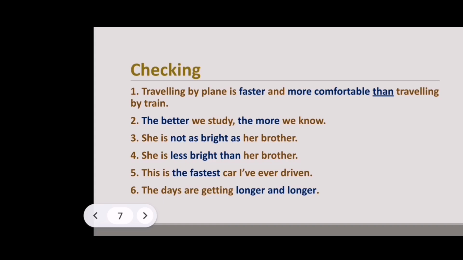This is the fastest car, or we can say by far the fastest car. And the last structure, longer and longer. And again, we can see that it is a process, and present continuous is given here. The days are getting longer and longer.